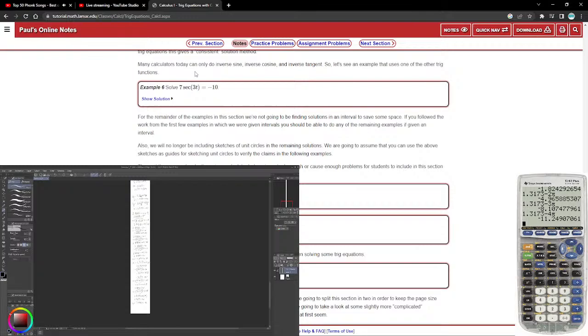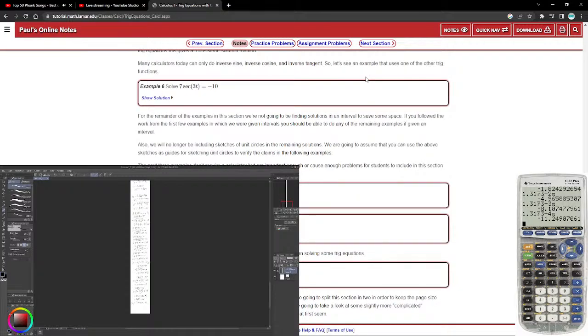Many calculators today can only do inverse sine, inverse cosine, and inverse tangent, so let's see an example that uses one of the other trig functions.